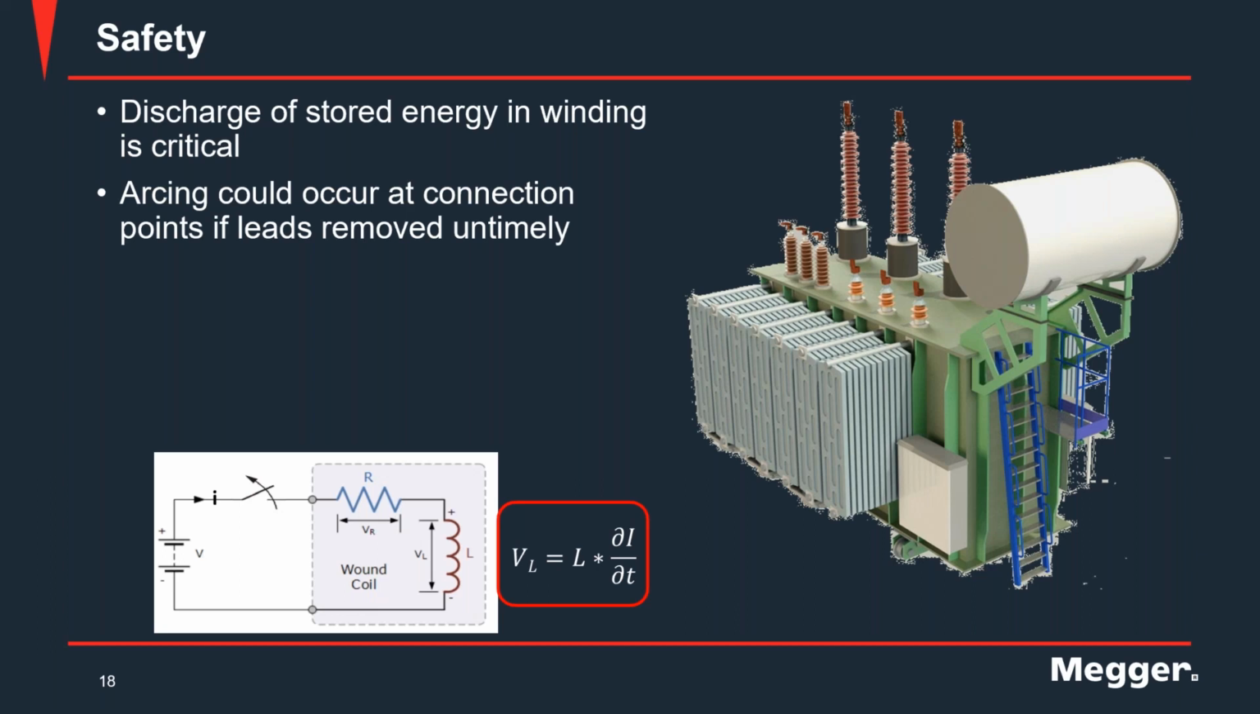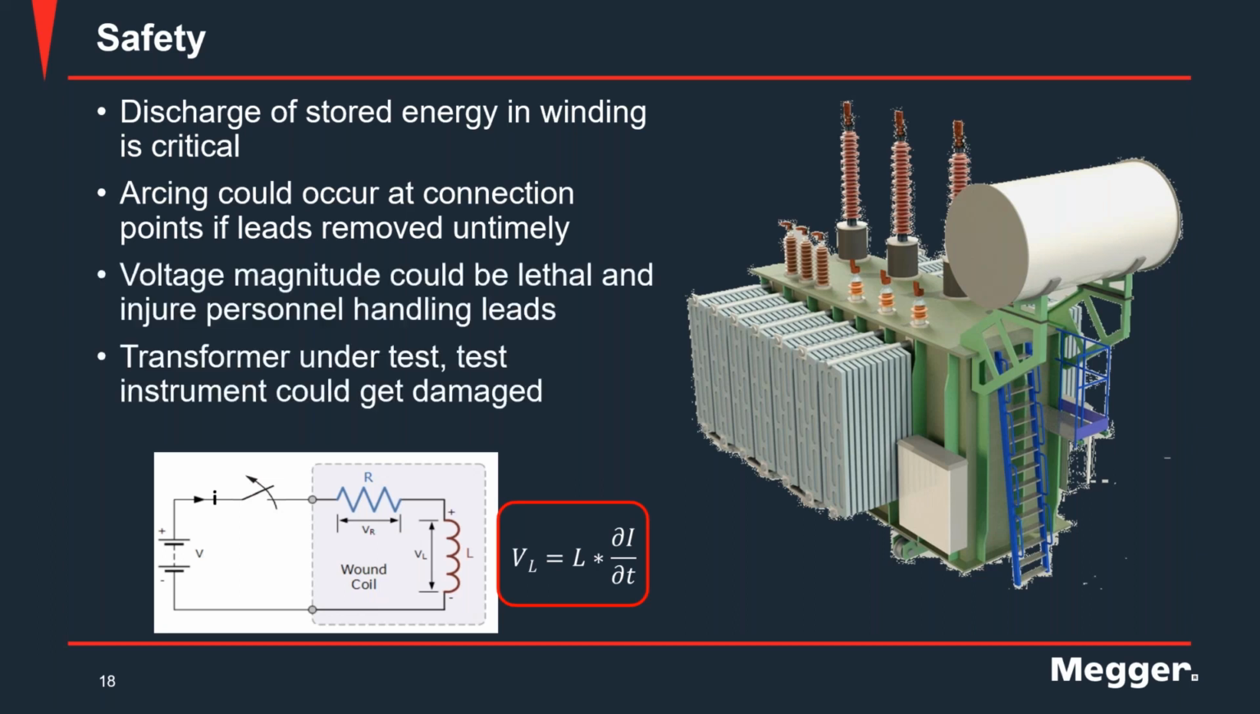Whenever you are changing the amount of current in an inductance, it's going to react by generating a voltage drop, right? And it applies whether you are trying to inject current into the winding or even when you are trying to discharge the winding. That could lead to arcing if the leads that are connected to the transformer are disturbed and removed at the wrong time. So it's very important to be aware of these conditions.